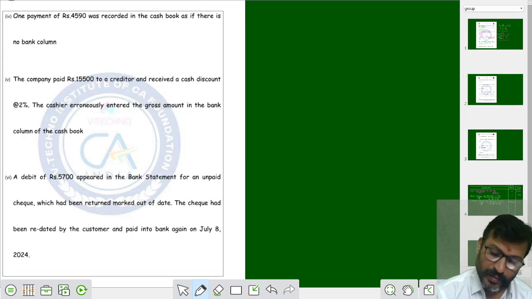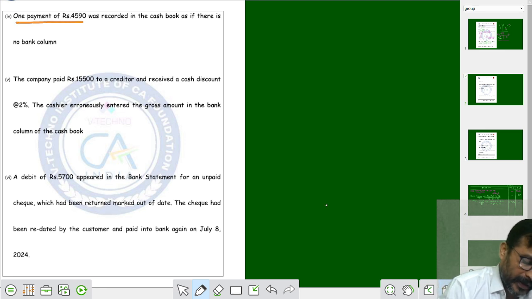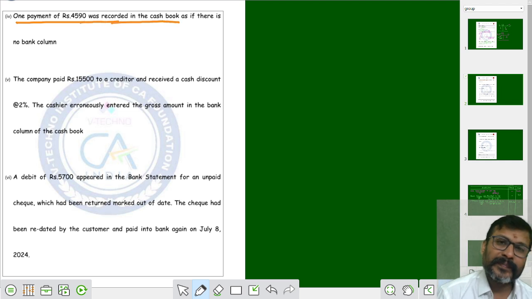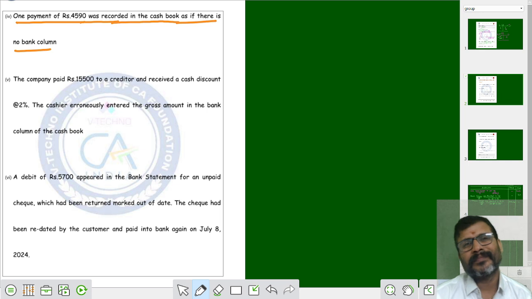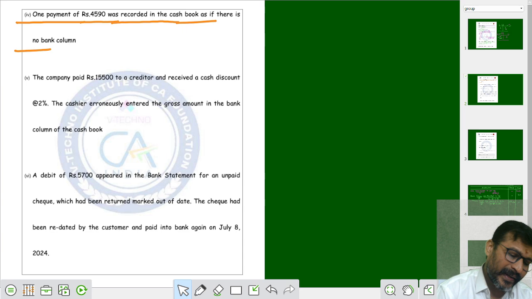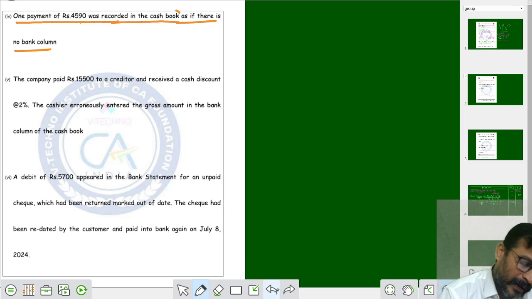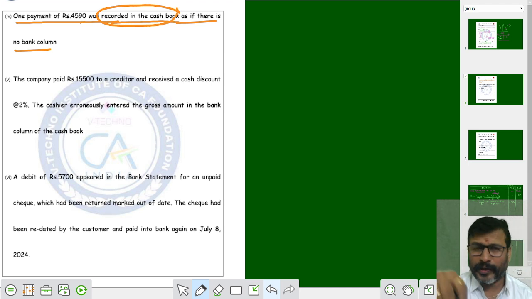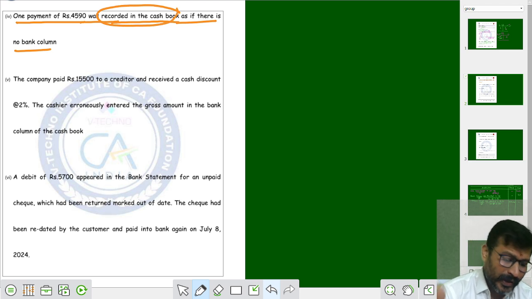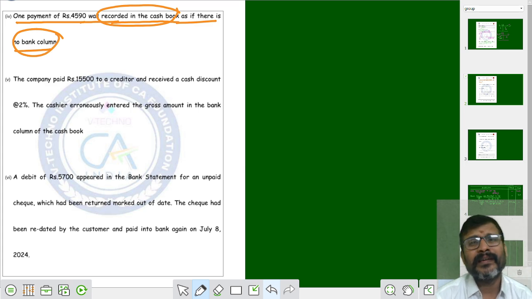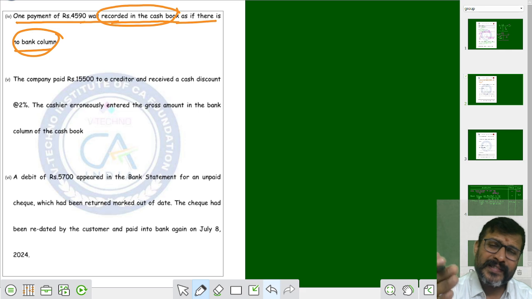One payment, what is it talking about? One payment of 4590 was recorded in the cash book, as if there is no bank column. What a nice sentence this is. They say it was recorded in the cash book, but there is no bank column there. See, BRS considers what? It considers the bank column, but as if there is no bank column at all.